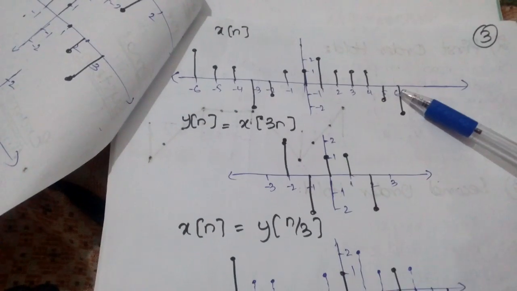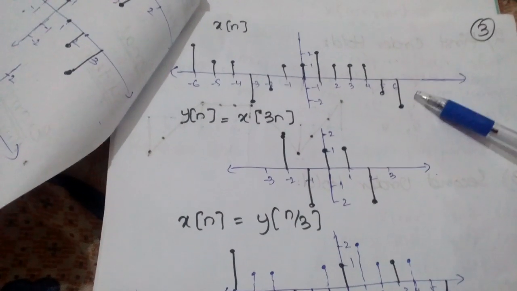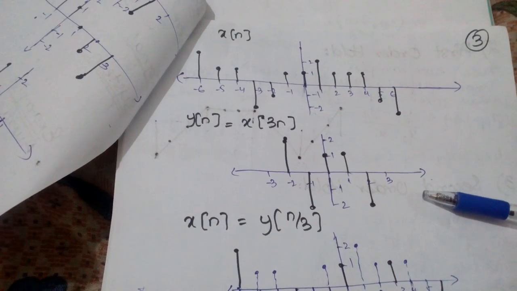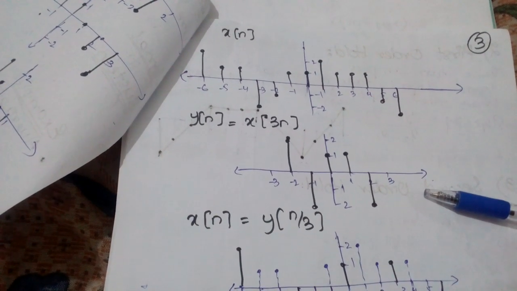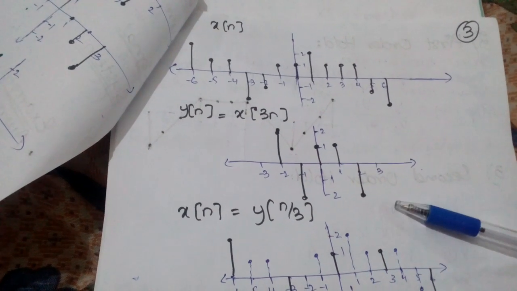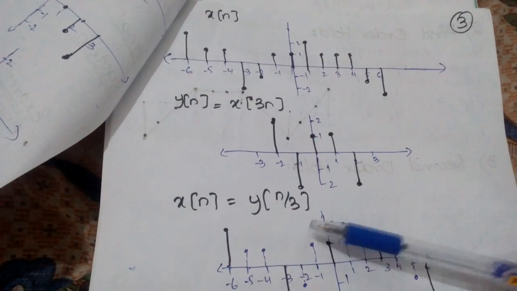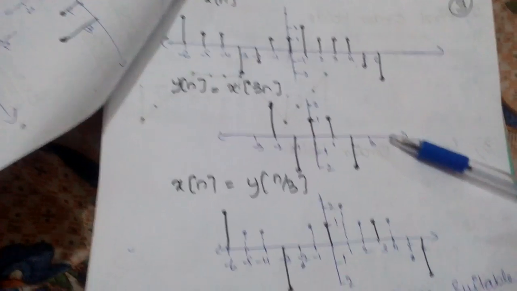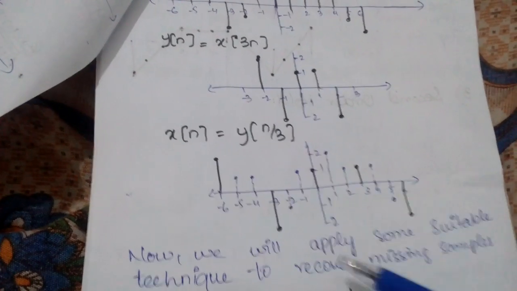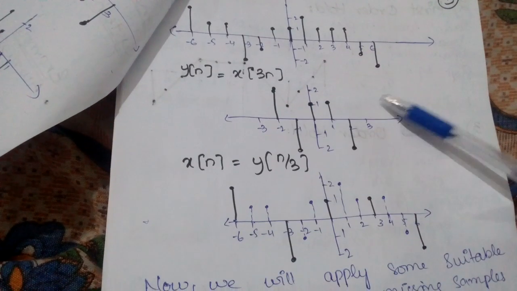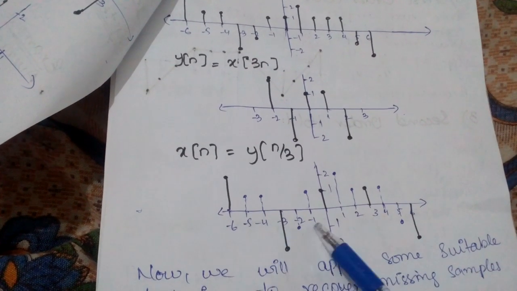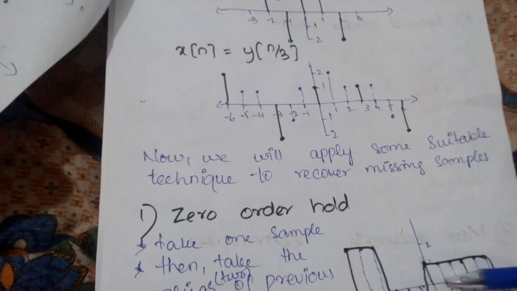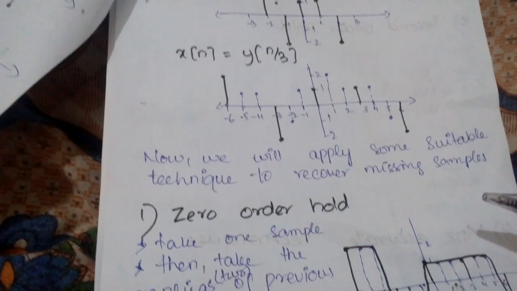Here we have this signal x of n, and for x of 3n, means 6 divided by 3. 6 by 3 is 2, so we will be getting our signal like this. If we apply y of n by 3 on this signal, 3 into 2 is 6, we'd be getting this signal. So comparing this with the original signal, we have lost these samples, so we will apply certain techniques to recover these signals.